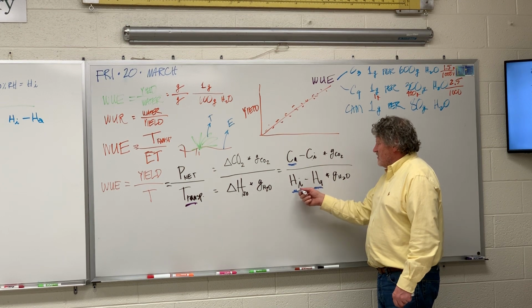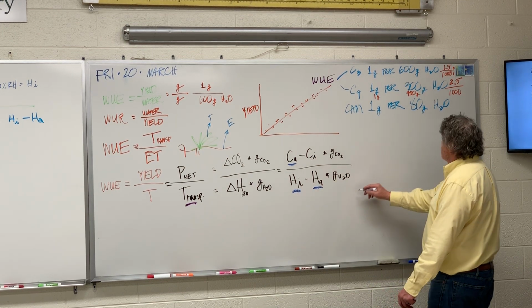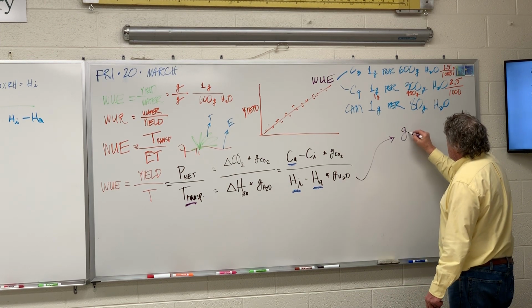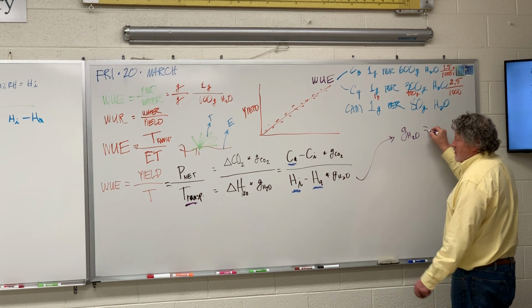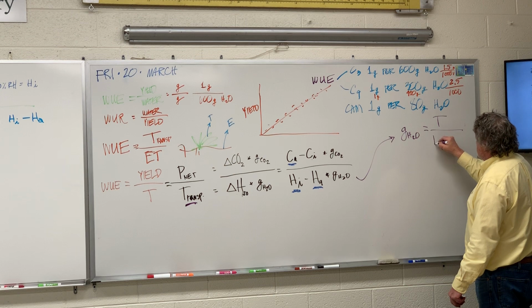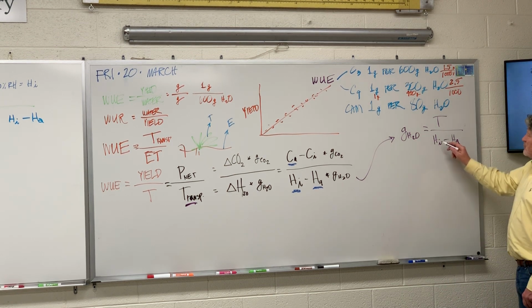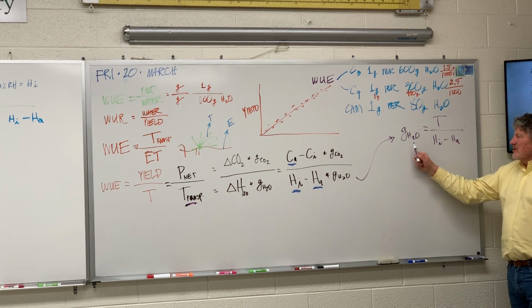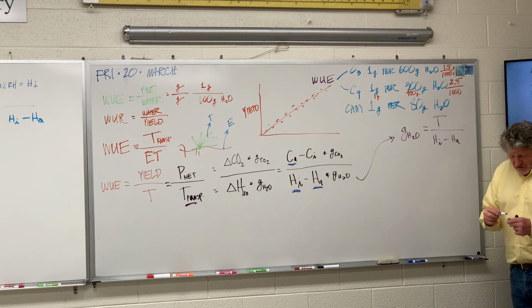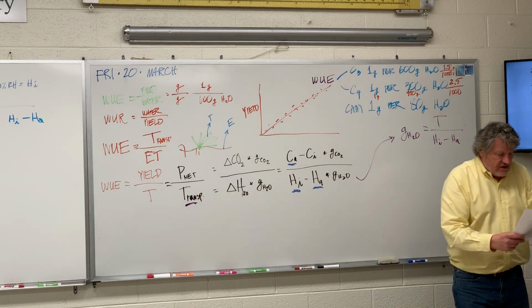And calculating these two, and guess what? I'm going to rearrange this and write this over here. G_H2O equals transpiration over H_I minus H_A. So we've measured all of these, we calculate conductance to water vapor. And this is exactly how all of these instruments work.